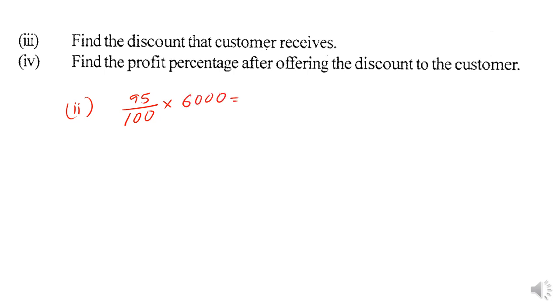This is the selling price, right? 95% of the selling price should be, actually, the final selling price should be 95% of 6,000. So in this case also you get 5,700, and then the discount is 6,000 minus 5,700, which is equal to 300.